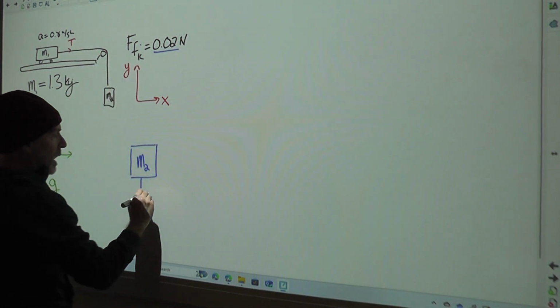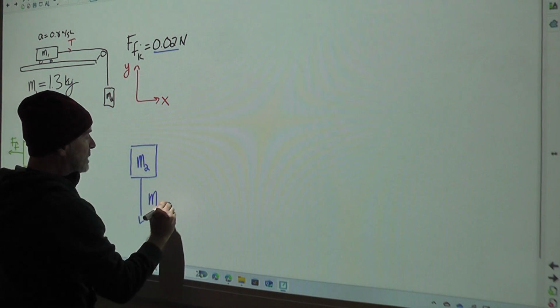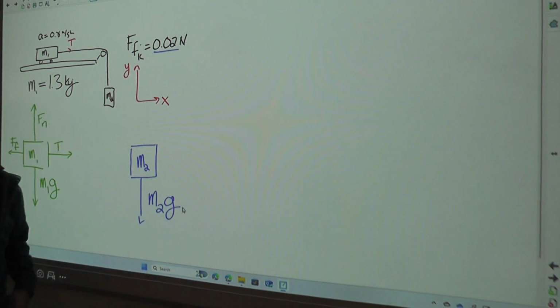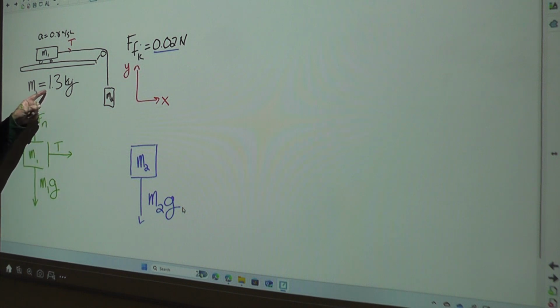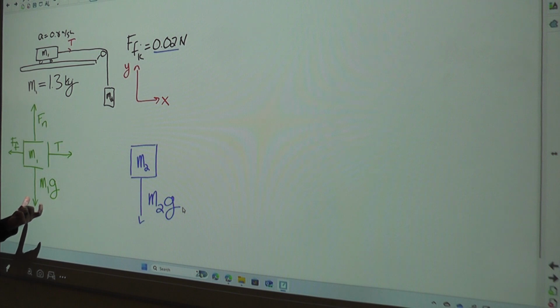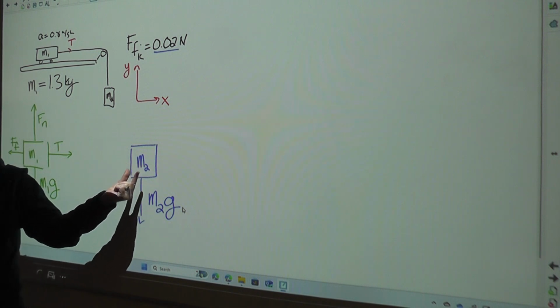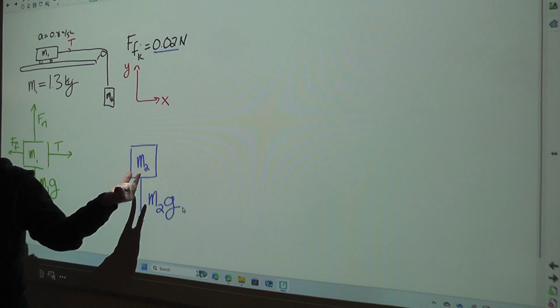It's being pulled down with a force equal to its mass times g. We don't know what its mass is. We knew for the cart it's 1.3 kilograms. So we know the weight of the cart is about 10 newtons, or about 13 newtons. But we don't know how much mass we're going to put over the pulley to get this thing to accelerate.